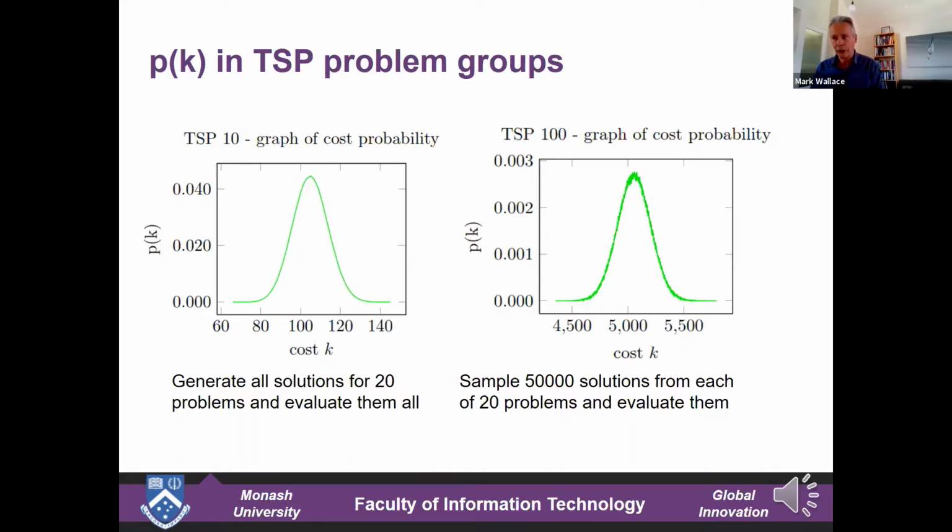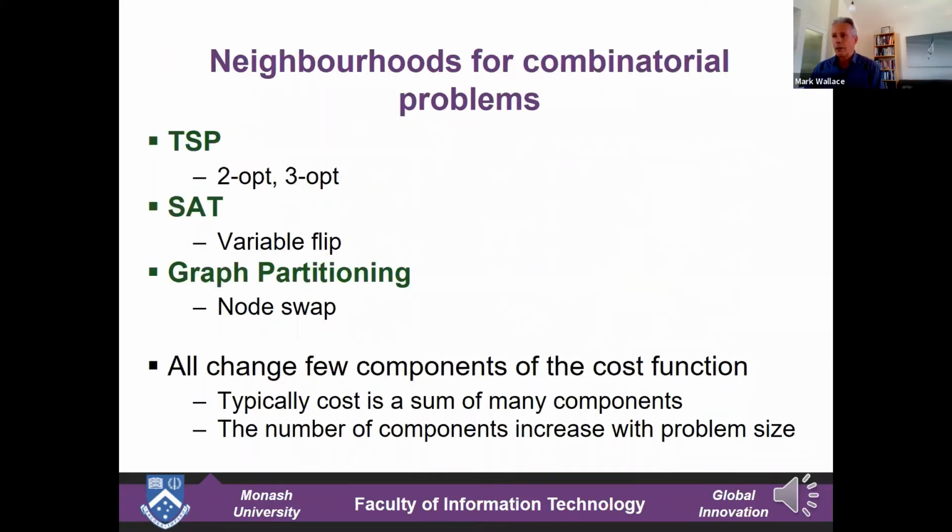We get a kind of modal fitness in the middle, which is the most likely fitness, and then it declines towards the optimum. And as we scale up to 100 cities TSP, we can only actually sample some of the points from each problem and then evaluate all those points. So we sampled 50,000 points over 20 problems to see what the fitness distribution was. So that's looking at the fitness probabilities.